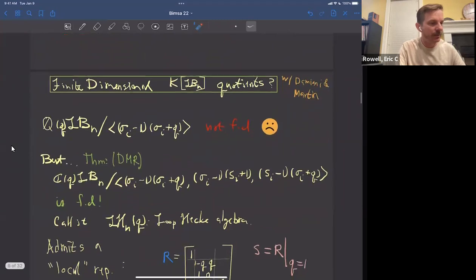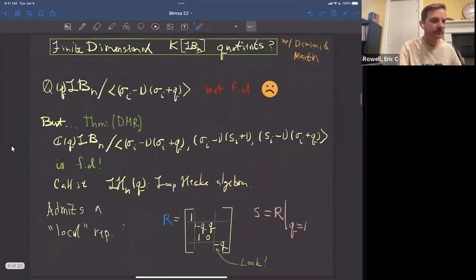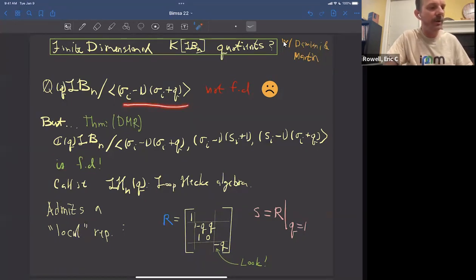Let's focus first on the last one. This is what we did with Damiani and Martin. The first thing that you might wonder is, what if I just throw in the Hecke relation? That worked great for the braid group. That gave us a finite dimensional quotient. Unfortunately, it's not finite dimensional if you just throw in that one. Still infinite dimensional. And so it's not so useful for constructing finite dimensional representations.